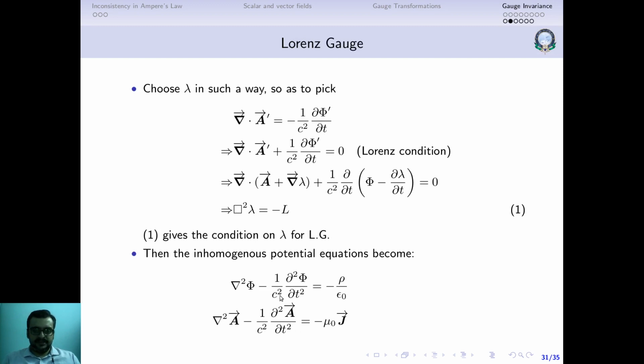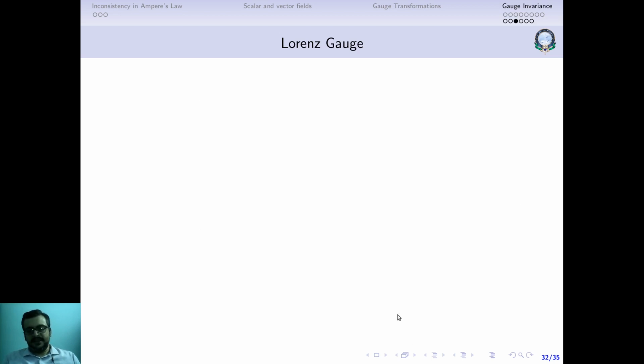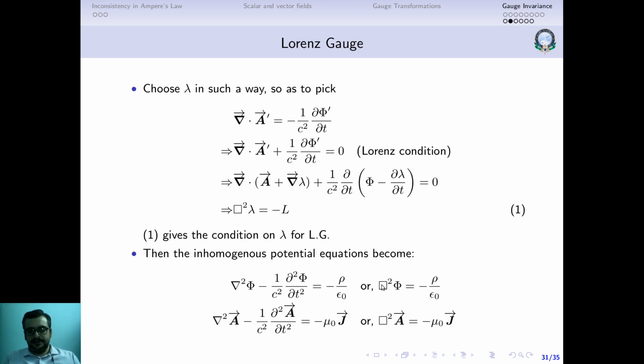Here we have a Laplacian and a second order time derivative, and here also a Laplacian and a second order time derivative. So we could simply write this as the D'Alembert of phi, and this as the D'Alembert of A. You can see here it places both phi and A on equal footing. Phi and A are treated equivalently, and because it involves the D'Alembert operator, like I mentioned in the previous lecture, it ensures that the equation is independent of the coordinate system.